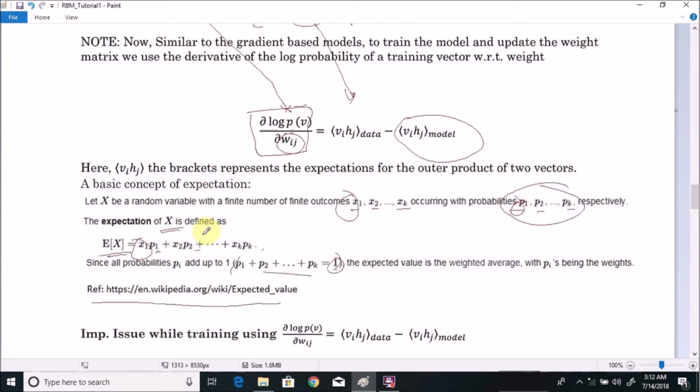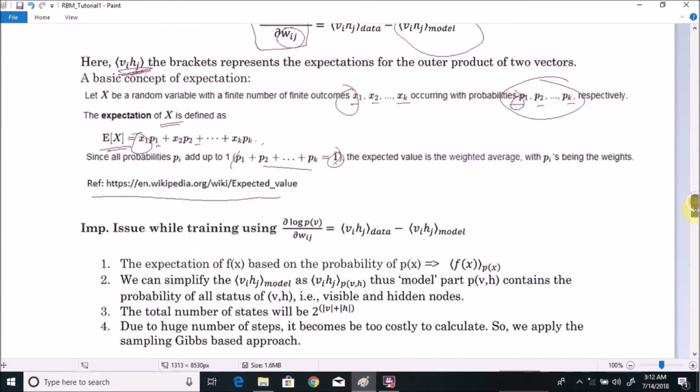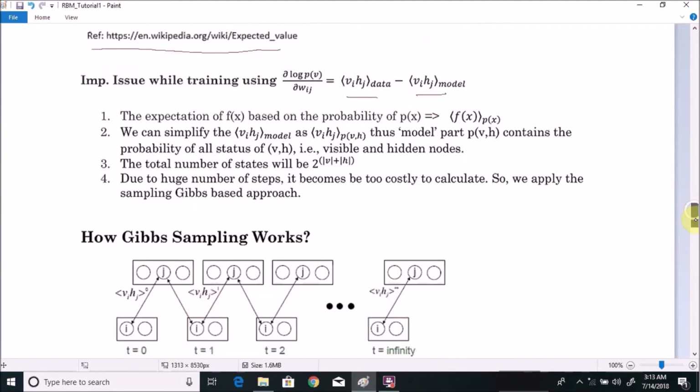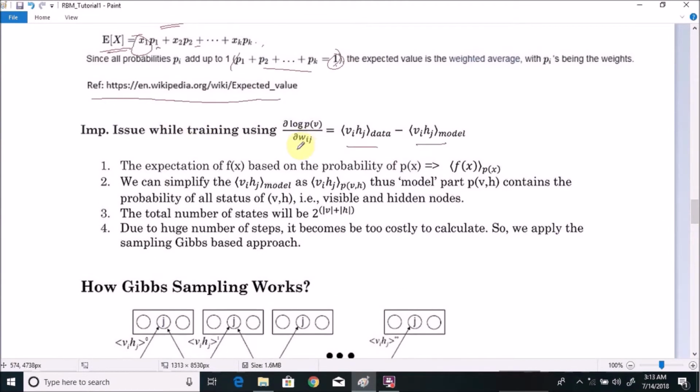Now, how to use this concept in the current expectations format? This will give you some estimate of what the further directions for training may be, whether we can get all those expectations quickly or we have to apply Gibbs sampling. This will also answer why we are using Gibbs sampling in training of a restricted Boltzmann machine. So now let us go through some issues while training using this format.